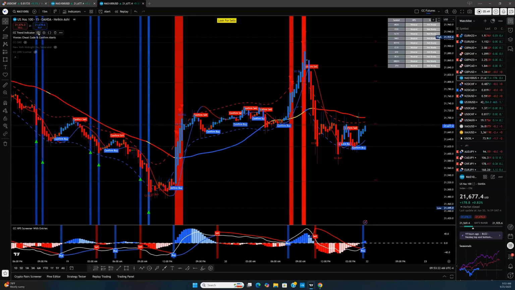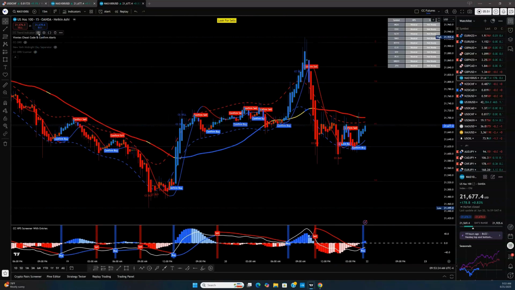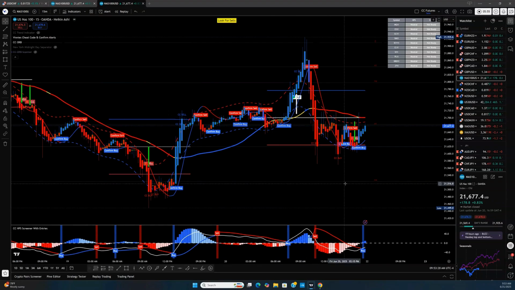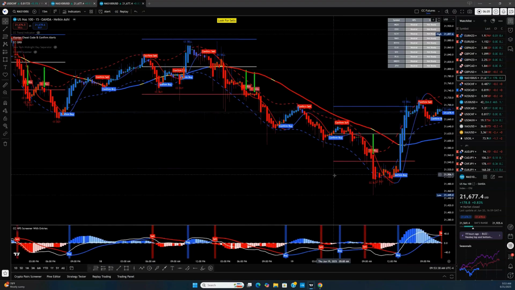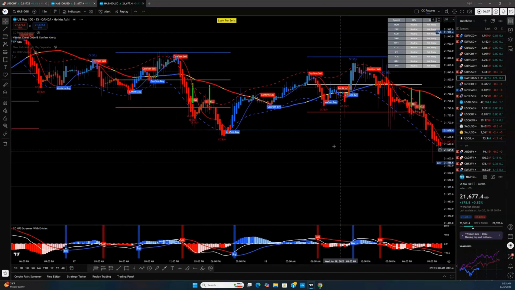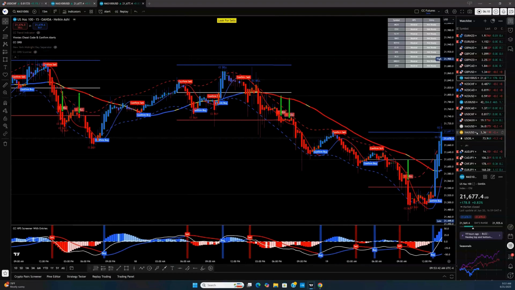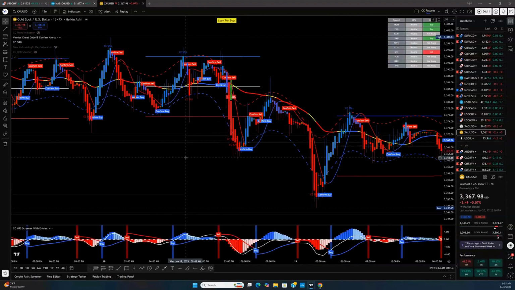Now, let's talk about the CCORB. Let's go ahead and turn that on. CCORB stands for cheat code opening range breakout. This is a trend trading strategy, okay, that can offer you a lot of profits. Okay, let's go ahead and go to gold real quick. Let's go back to gold.